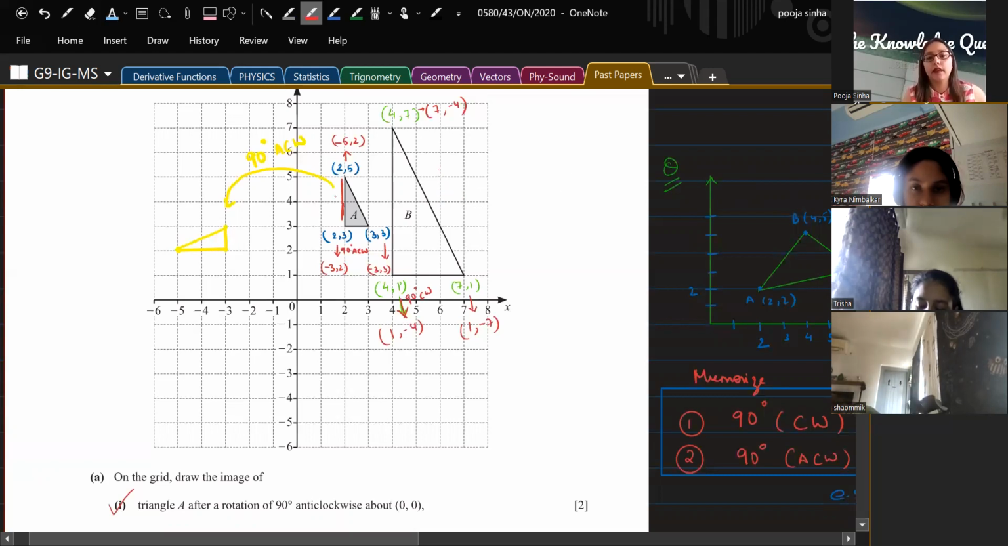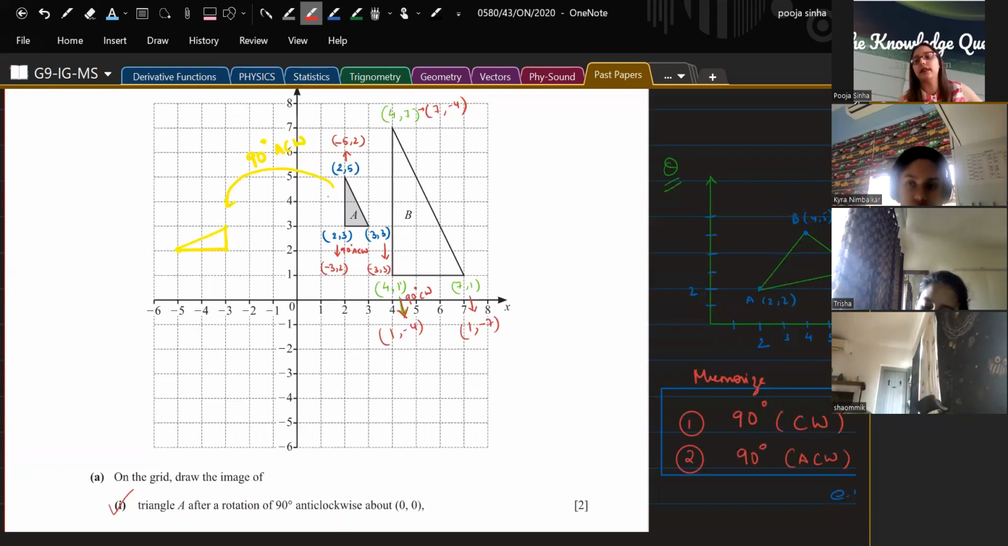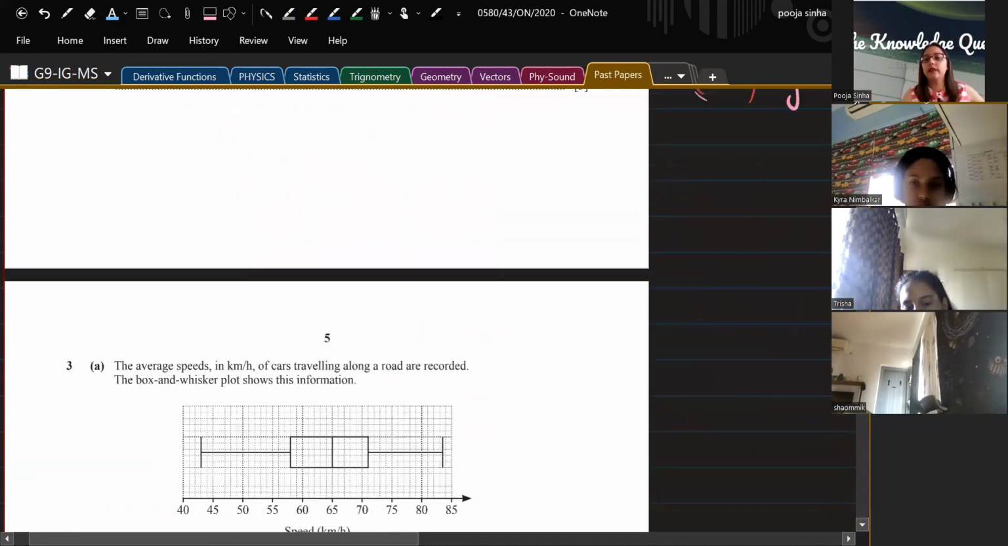Half. How is that enlargement? Whether you make it bigger or smaller, it is called enlargement. But the scale factor is what you will have to mention. Half. What will the scale factor be? Half. That means you're actually dividing, you're reducing the size. Okay, so it's still called enlargement. Is that clear?